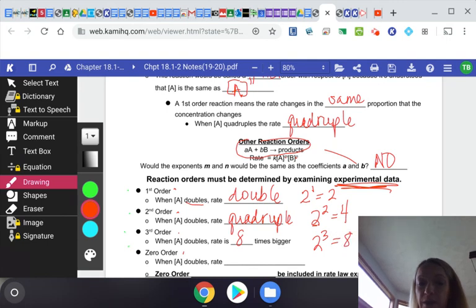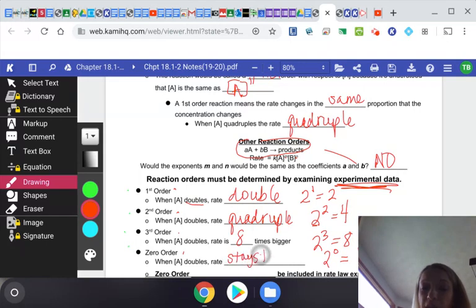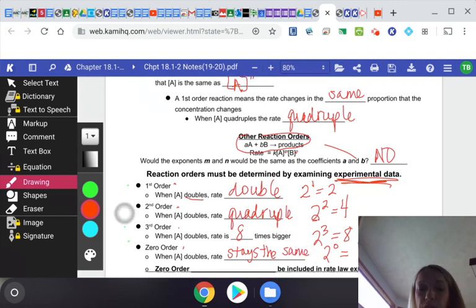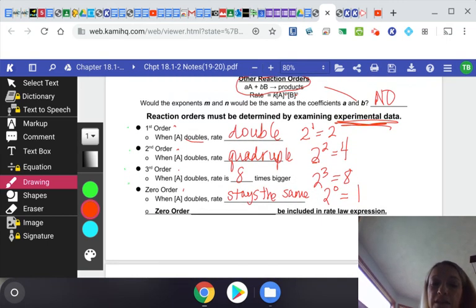And if I have something to the zero order, if I doubled A and I brought that to the zero order, that's going to equal 1. Anything to the zero power is equivalent to 1. So that means your rate stays the same. It has no effect on changing the rate. So because of that, do not include zero order in your rate law expressions.